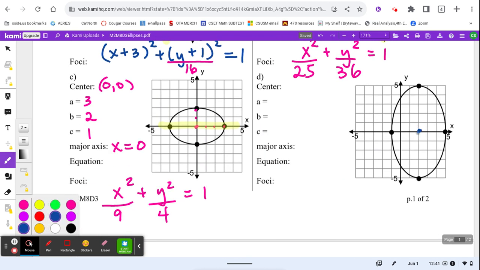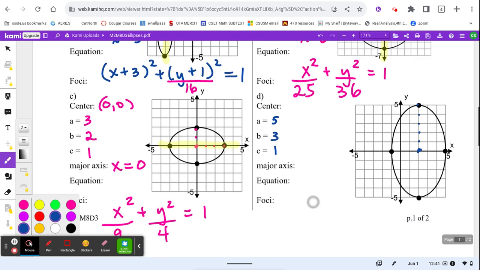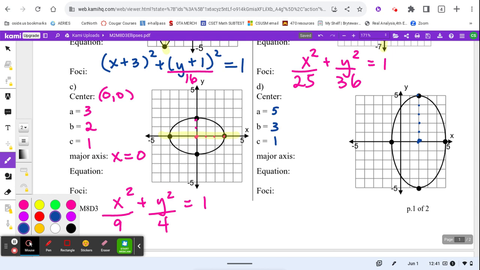Finally, last one. Here's our center. We're going 1, 2, 3, 1, 2, 3 in that direction. We're going 1, 2, 3, 4, 5 in the other direction. That means that our major axis is going to be x equals 2. And then our equation is going to be x.